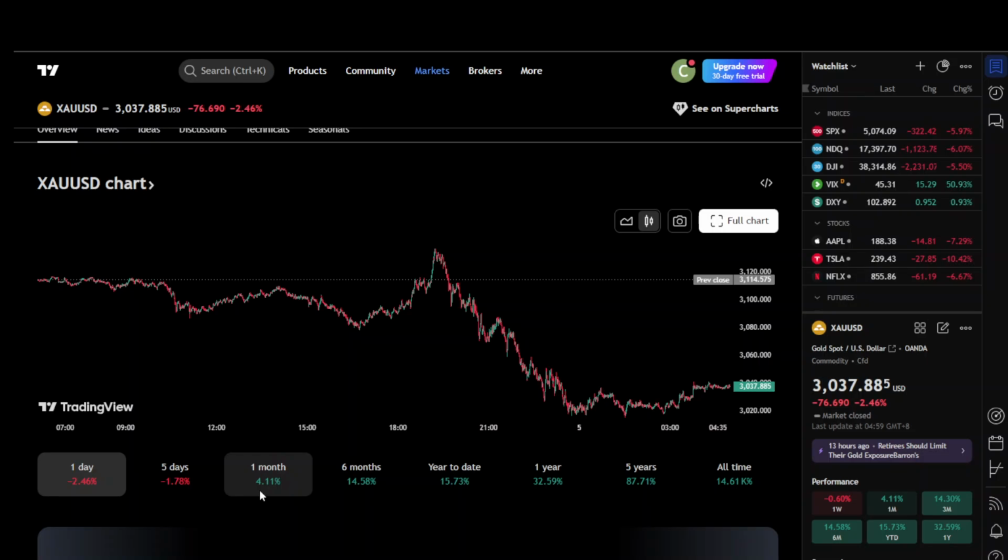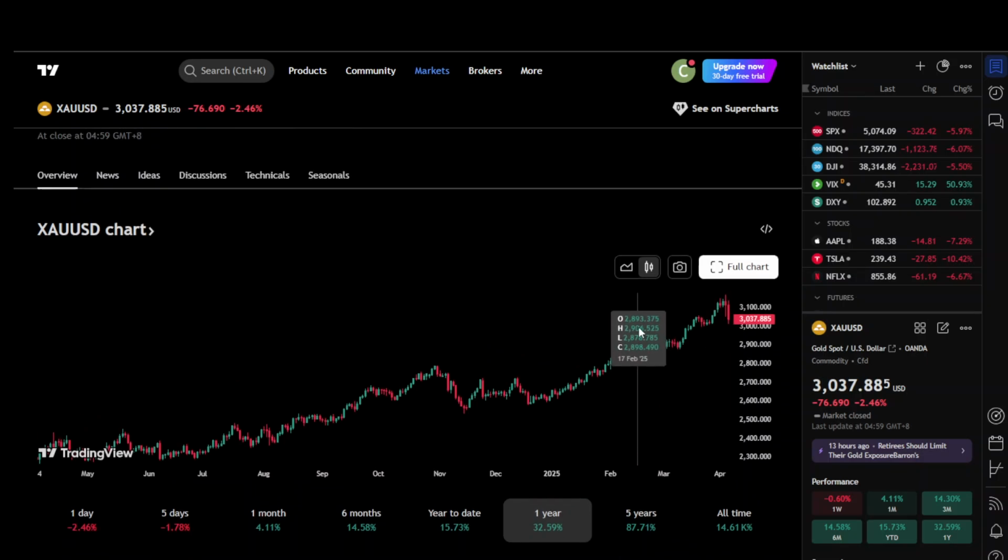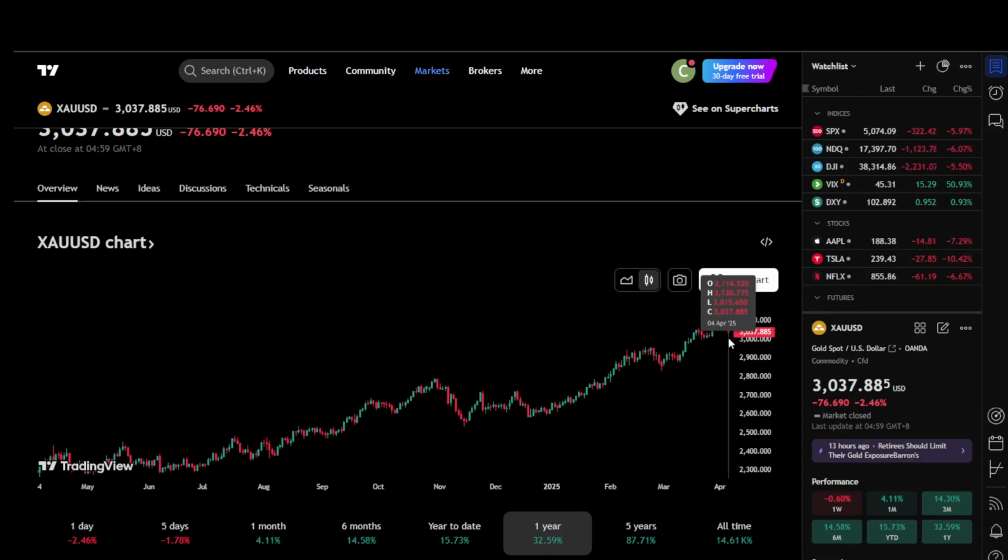this level. Okay, I'll just show you guys the 1 year price chart of gold. You can see it's a very steady uptrend, and only in recent week it has experienced a short downtrend. Okay, but it's still near all-time high.